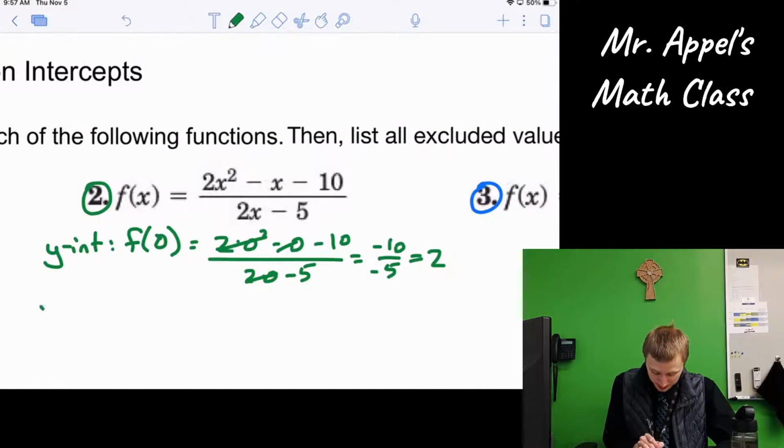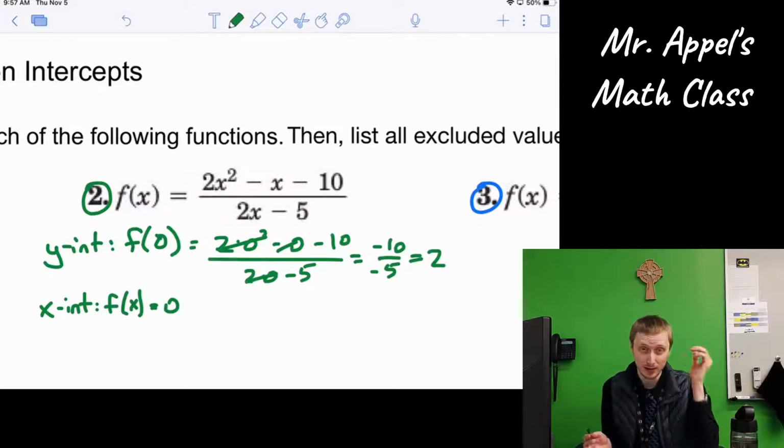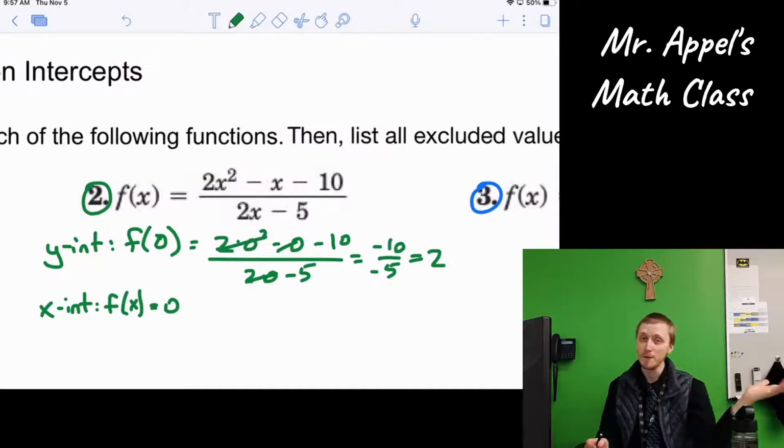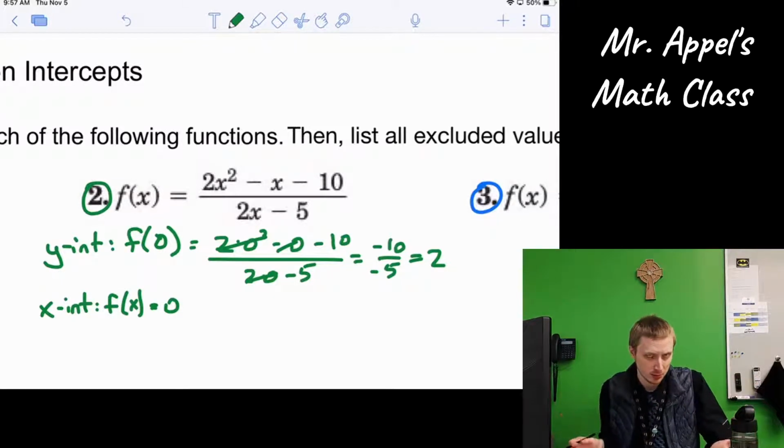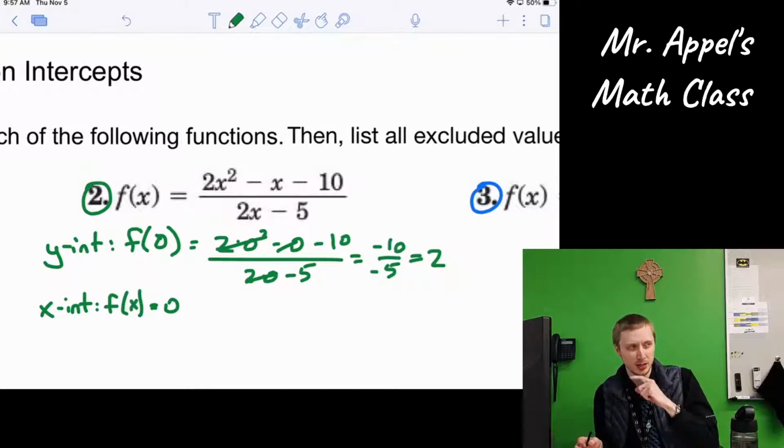And then for the x-intercepts, set the function equal to 0. And again, in order to make the whole function equal to 0, you only need the numerator to equal 0, because 0 divided by anything is still 0, unless the denominator is also 0. We'll come back and check that at the end.